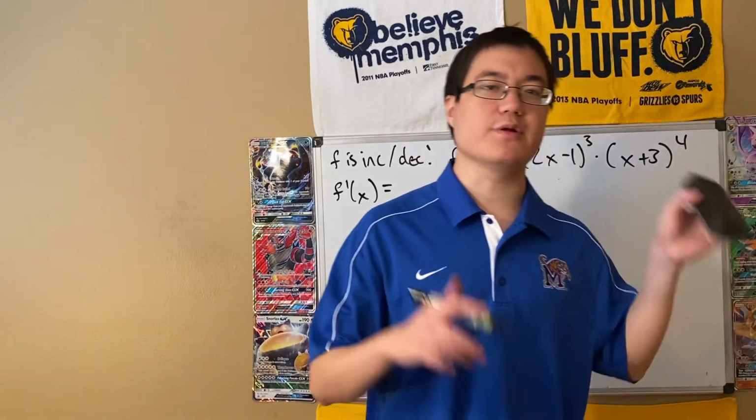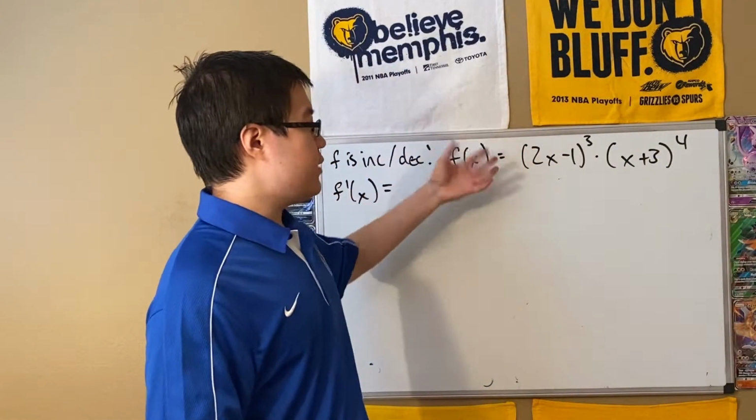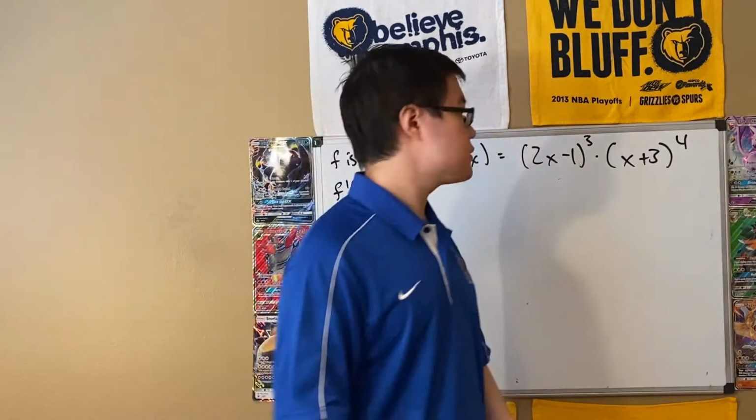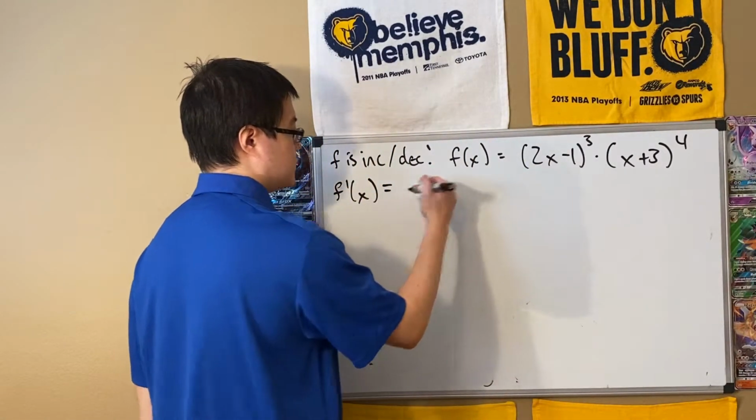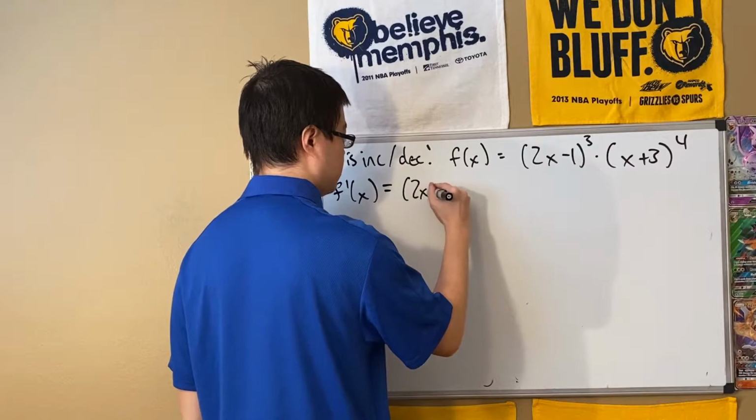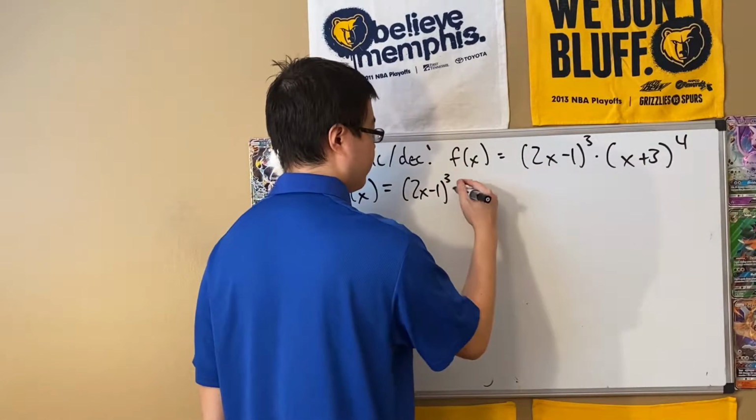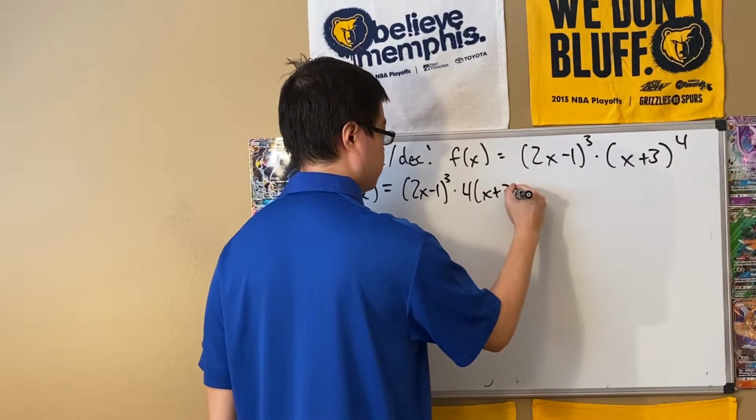You would not get anywhere and you would take a lot of time. So anytime you have these functions, just start taking derivatives. So in this case, we're going to take the derivative. I'm going to keep this one the same, 2x minus 1 cubed. Then the derivative of this will be 4 times x plus 3 cubed.